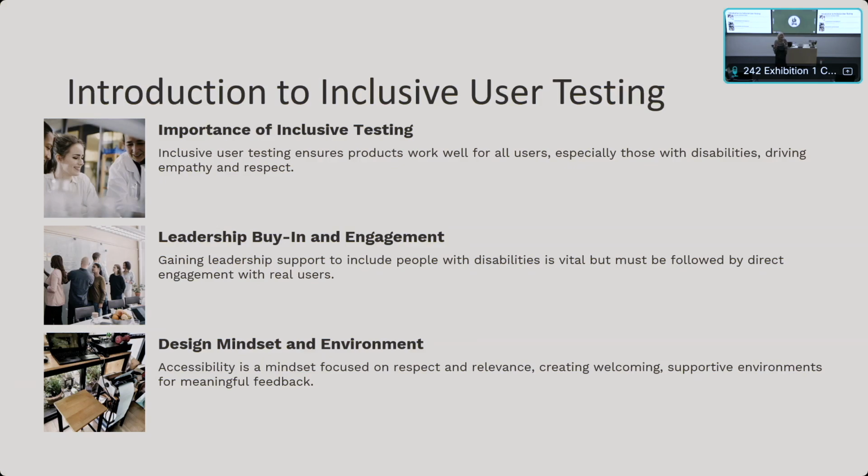But once you've done that, it's more than just getting people in to test. As far as auditors, you need to start speaking to people with disabilities. You need to have a design mindset and a design environment. So the accessibility mindset focuses on respect, relevance, creating welcome and supportive environments and getting meaningful feedback. So there's generally 2 ways of testing that we do now, thanks to COVID. We do in-person testing, but we also do remote testing.